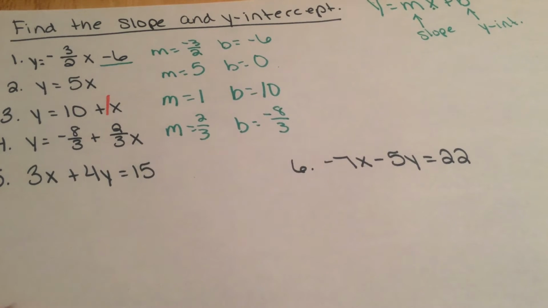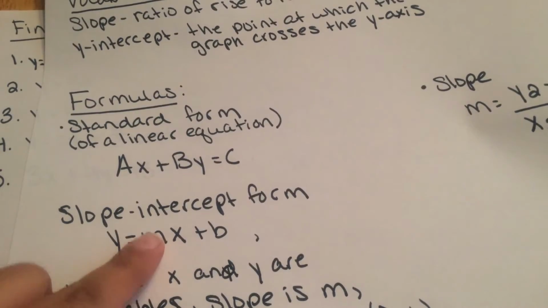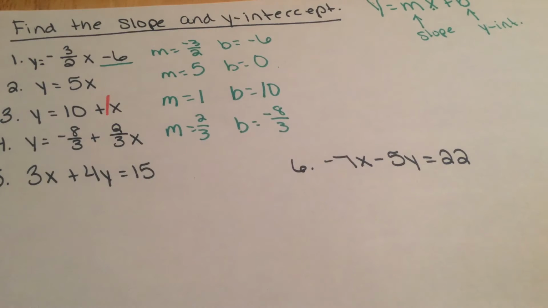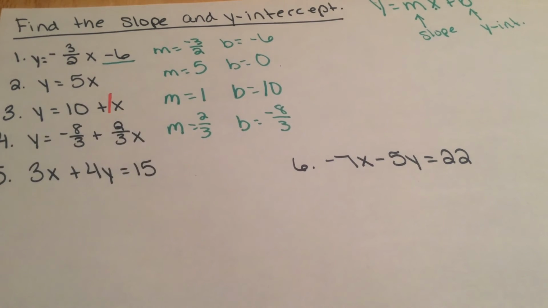So 5 and 6. These two are by far the worst out of all 6 of these examples. The reason why? Because they're no longer in slope-intercept form. We can't identify the slope and y-intercept directly. They're all in standard form. So there's a couple ways that we can solve this problem. But I feel like the easiest thing is to actually convert both of these into slope-intercept form from standard form. So how do we do that?